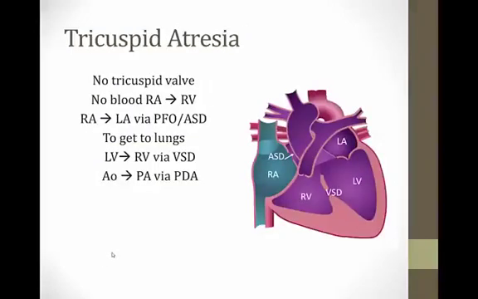Next condition is tricuspid atresia. So in this condition, there is no tricuspid valve. So over here in this drawing, I've shown you there is no valve for blood to cross to go from the RA to the RV. Since there's no communication between the RA and the RV, blood goes from the RA to the LA via PFO or ASD. If it wants to get to the lungs, it has to go down into the LV, cross over to the RV, and go up here to the lungs. There's also some blood to the lungs from the aorta to the pulmonary artery via the PDA. But regardless, this is a very inefficient system, and a lot of deoxygenated blood circulates through the body, and therefore the baby or child will have evidence of cyanosis.